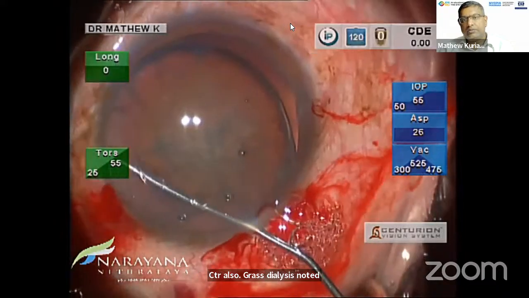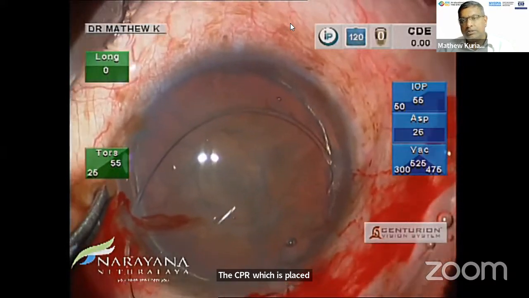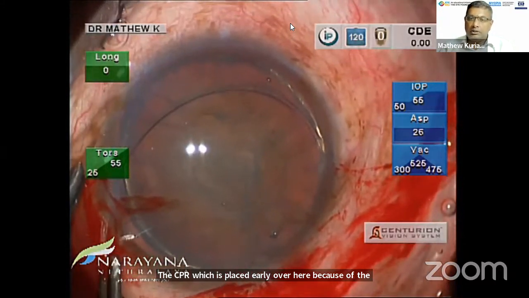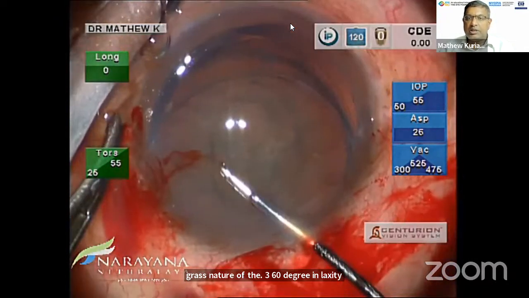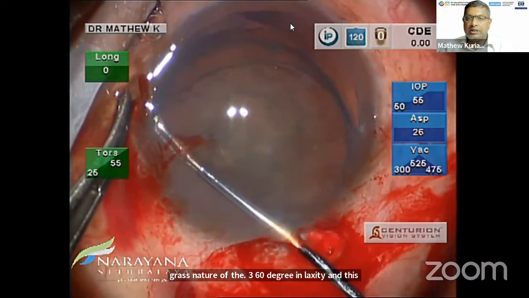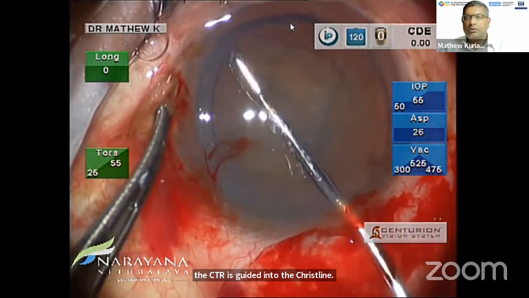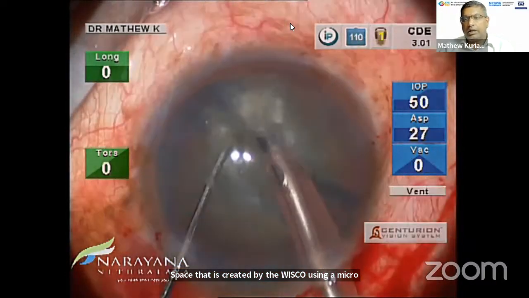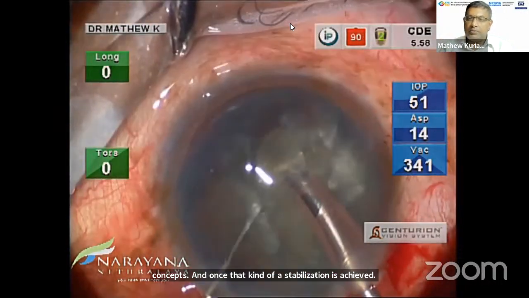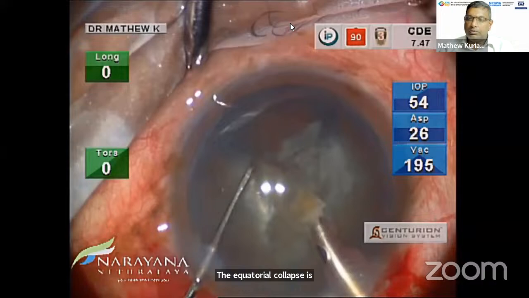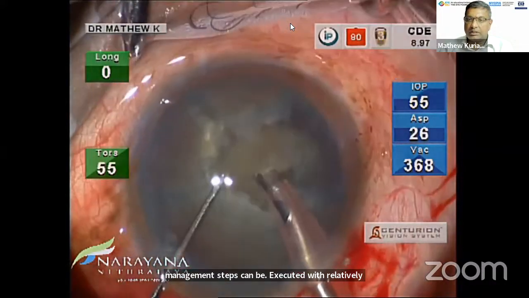So we are creating space for the CTR, which is placed early over here because of the gross nature of the 360-degree laxity. Viscodissection creates the space, and then the CTR is guided into the crystalline lens space that is created by the visco using a microrhexis forceps. And once that kind of stabilization is achieved, the equatorial collapse is prevented, and the nucleus management steps can be executed with relatively less difficulty.